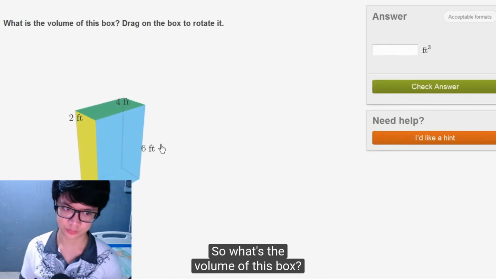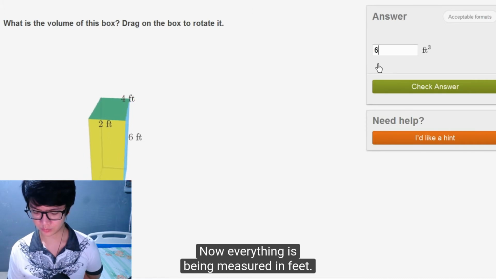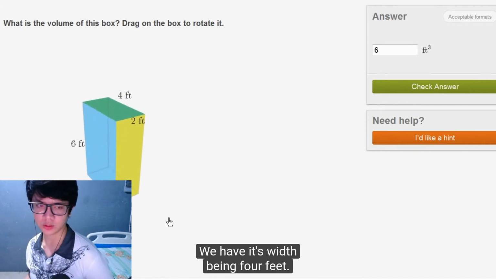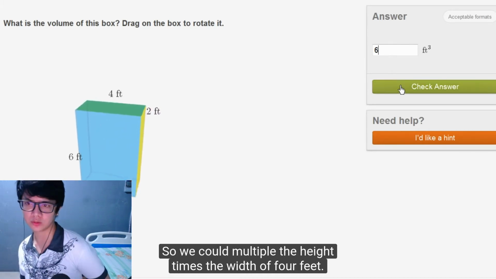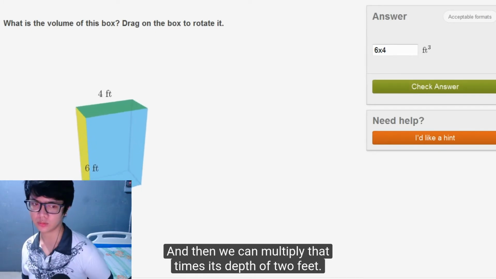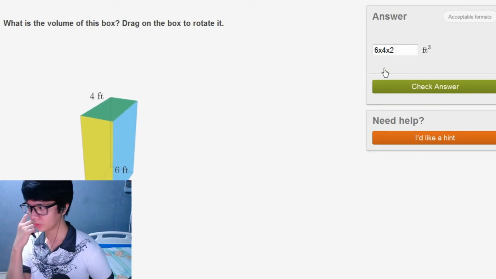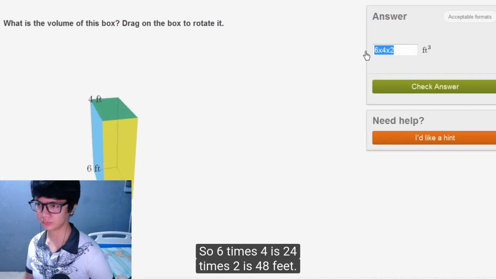So what's the volume of this box? Well, once again, we have its height at 6 feet. Now everything's being measured in feet. We have its, I guess we could call it its width, being 4 feet. So we can multiply the height times the width of 4 feet, and then we can multiply that times its depth of 2 feet. So 6 times 4 is 24, times 2 is 48.